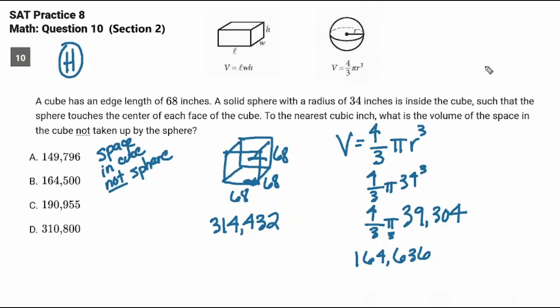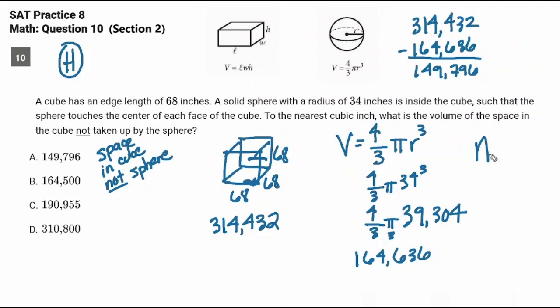Obviously, you're going to subtract. And when you subtract, you're going to get 149,796. And that's answer choice A. Get it right, and you move on.